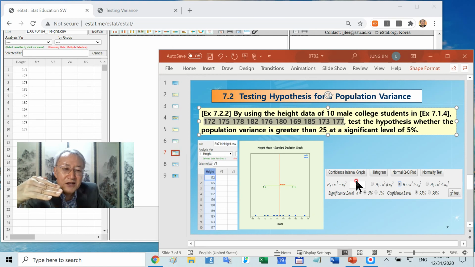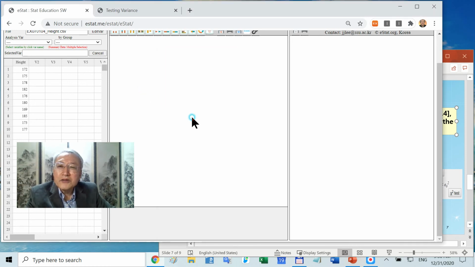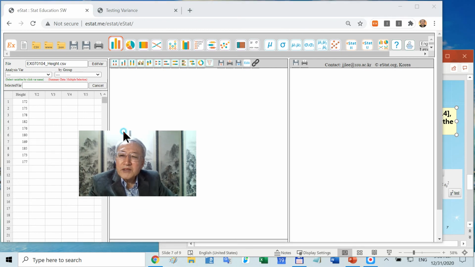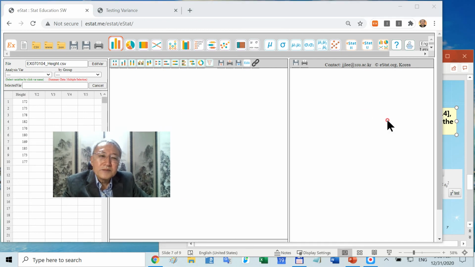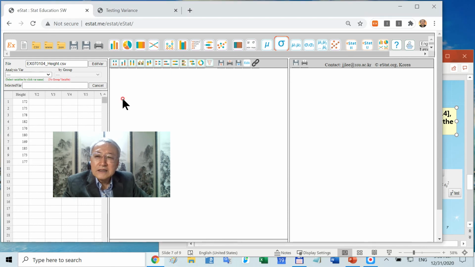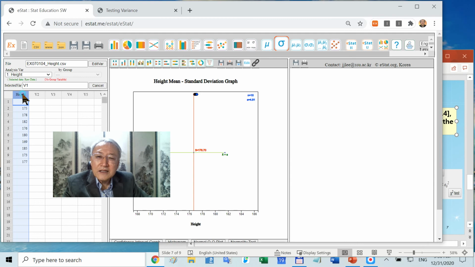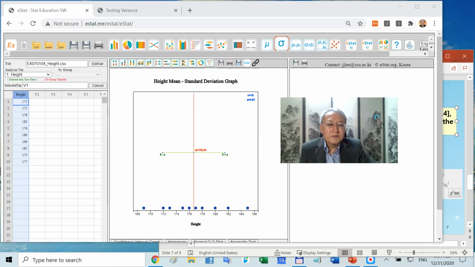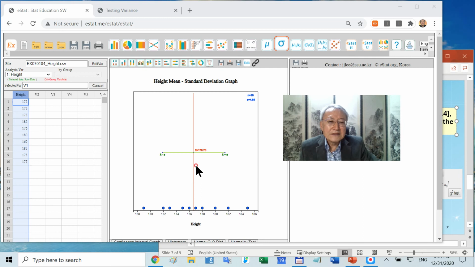The null hypothesis is just sigma squared is 25. We are checking the right tail. Let's do it. How can you do that? We have data. Okay, we have 10 data. And then you have a module, testing hypothesis for population variance. This is it. Then clicking this height data will give you some confidence interval and then a dot graph.